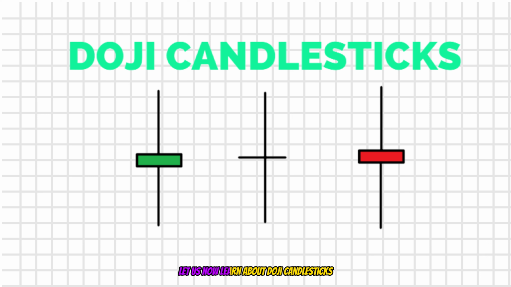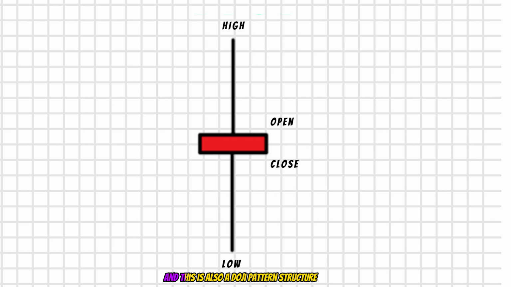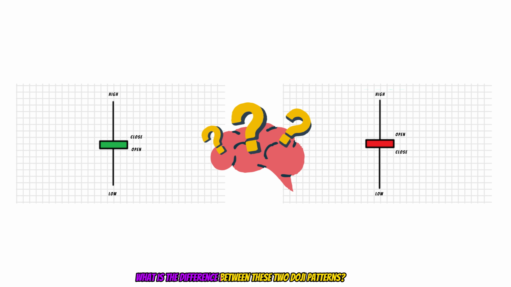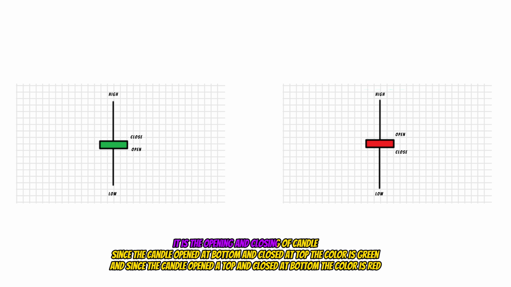Let us now learn about Doji candlesticks. This is a basic structure of Doji pattern. And this is also a Doji pattern structure. What is the difference between these two Doji patterns? It is the opening and closing of the candle.